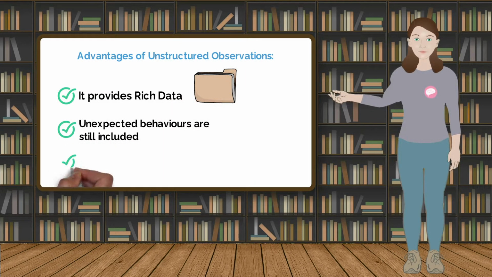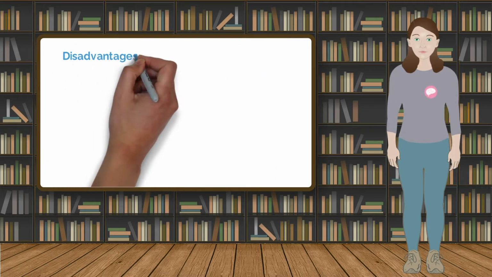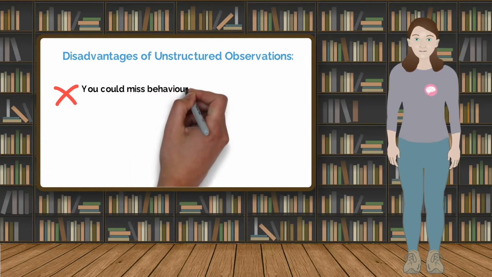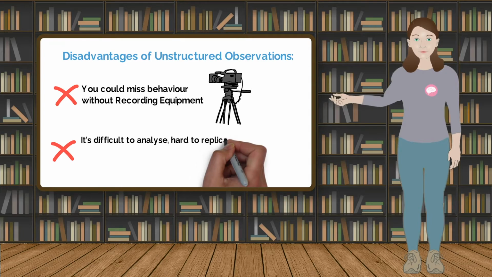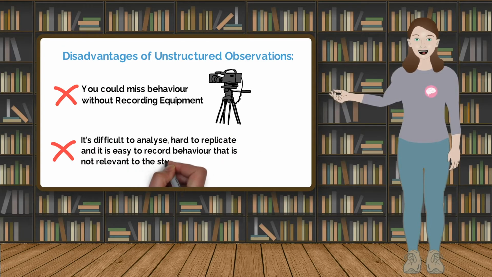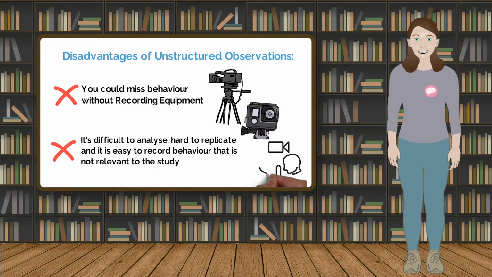Some advantages of unstructured observations are: it provides rich and detailed data, unexpected behaviours are still included, and it provides qualitative data. Some disadvantages could be: it could easily be done to miss behaviour without recording equipment. It's difficult to analyse, hard to replicate, and observers have a tendency to record the most eye-catching or noticeable behaviour that might not be important or relevant to the study.